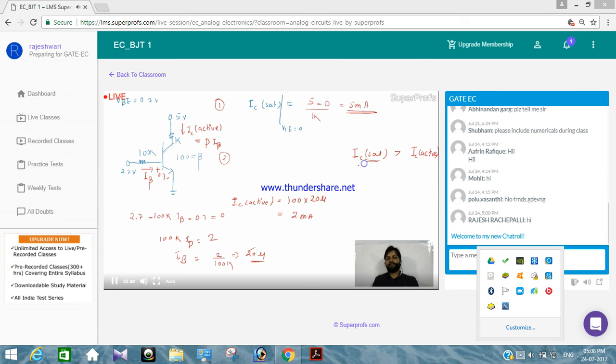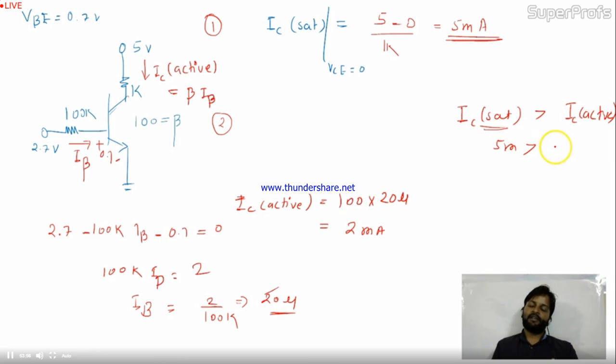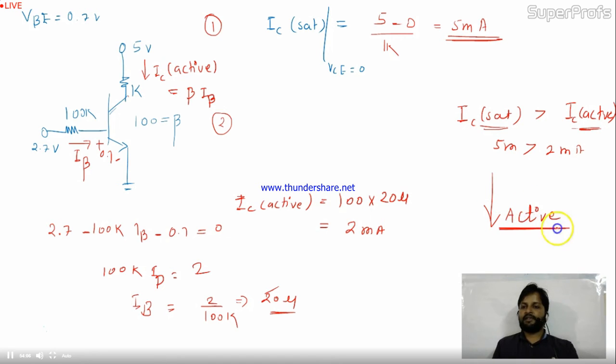IC saturation is the max current. It can be greater than IC active, no problem at all. And for this circuit, the 5 milliampere is greater than IC. The IC is, tell me, 2 milliampere. So your circuit is working in the active region. This is the procedure for how to find out the three regions.